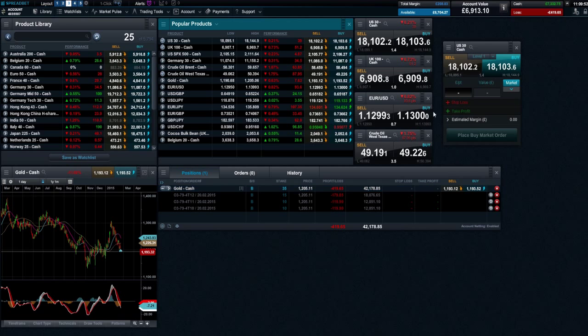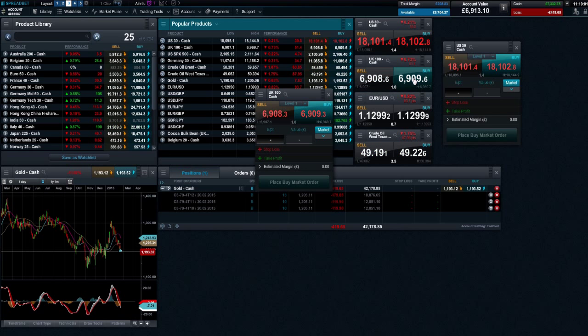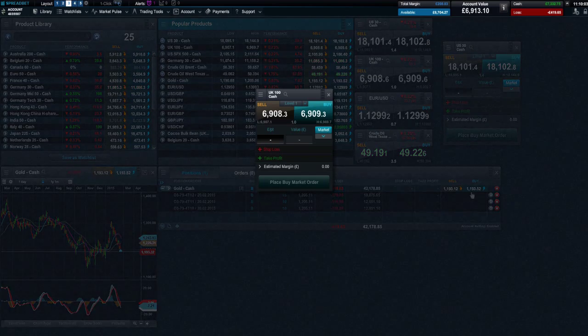If you think the price is going up, click on the buy price. If you think the price is going down, click on the sell price. In this example, we will buy. Clicking on the price launches an order ticket.